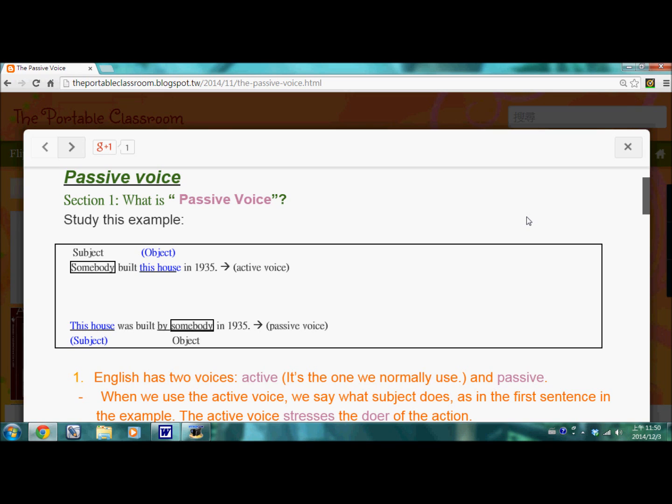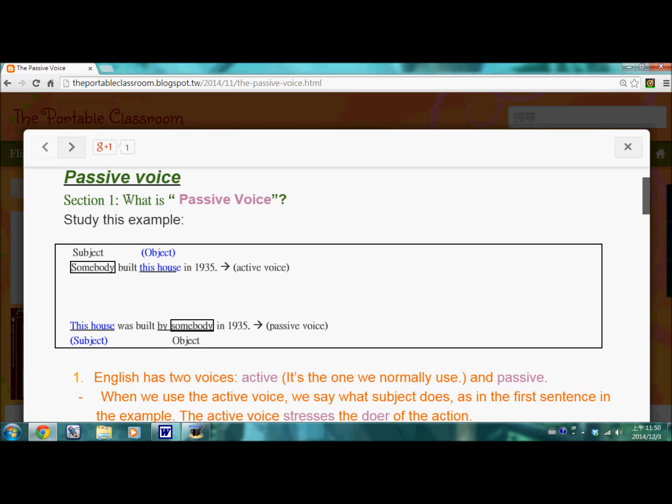Passive voice. Today we're going to talk about the passive voice. First, we have to understand what is passive voice. The direct translation of passive voice is 被动语态. In Chinese, we have something similar as well, like 他被打. We emphasize on what happened to the person.